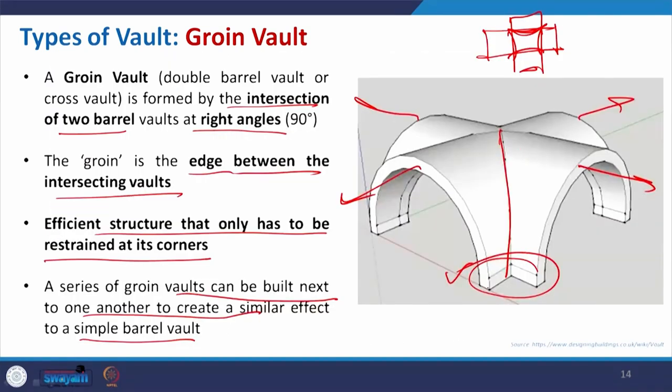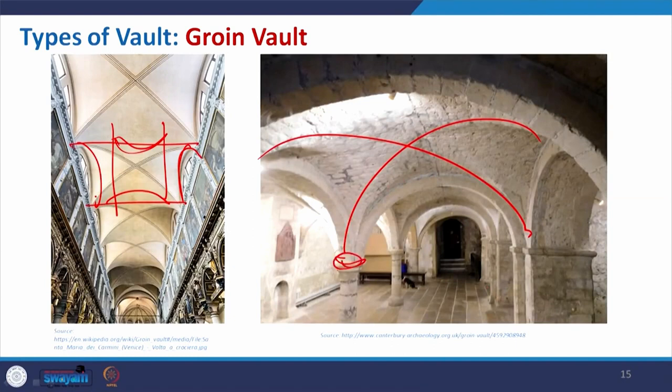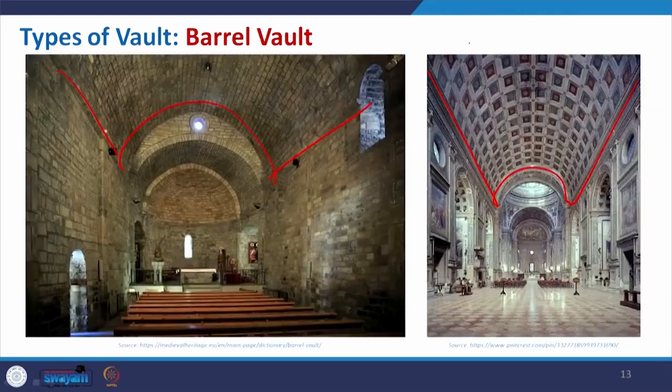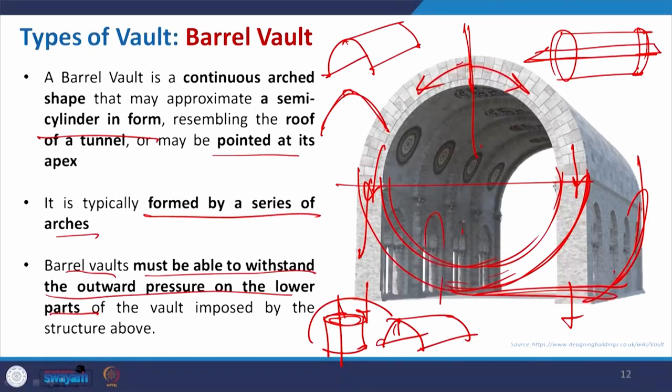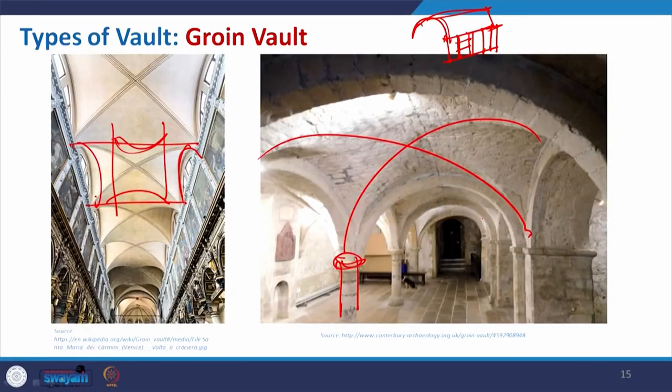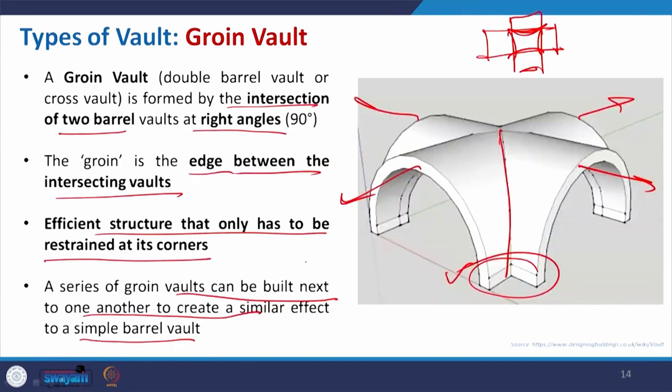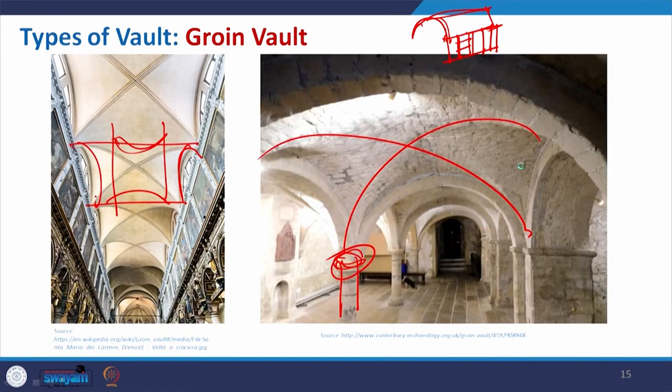Previously we saw the simpler form, and now this is pointed and only the corner is being supported. In the barrel vault, what was different? Since it is continuous, you need a wall, or sometimes a thick wall in different parts of the section. We have seen in this image that this arch being created is supported like this, but for this groin vault we only have to support the corners. Whenever we get these corners after intersecting two barrel vaults, we have to support them, and the rest will take care of itself with its form.